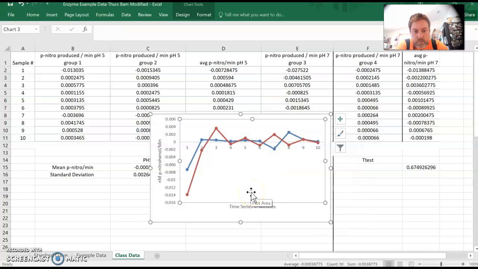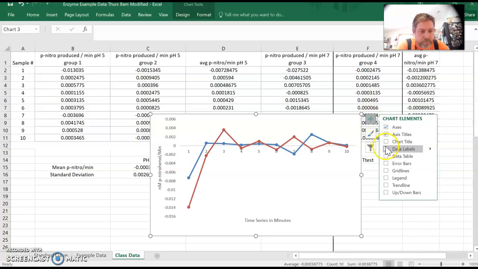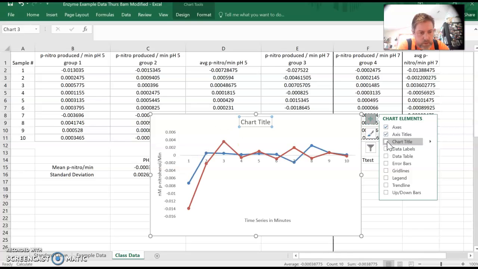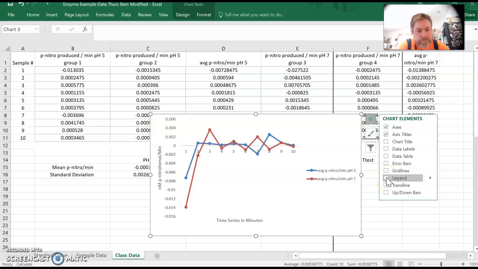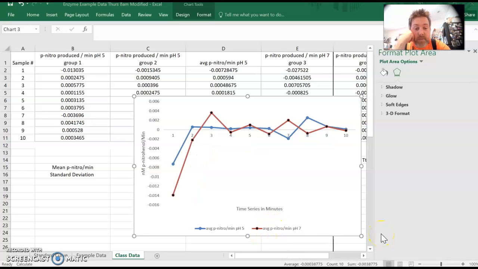And then now maybe we've got to add data labels. Nope. Legend. There we go. We got to go back in here and chart elements and add our legend. And let's put it on the bottom so it looks a little better. There we go. So this is showing us that the blue is the P nitro pH 5, the red is pH 7.